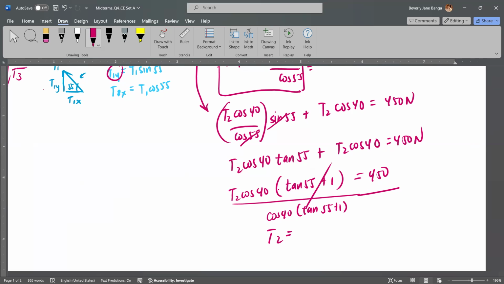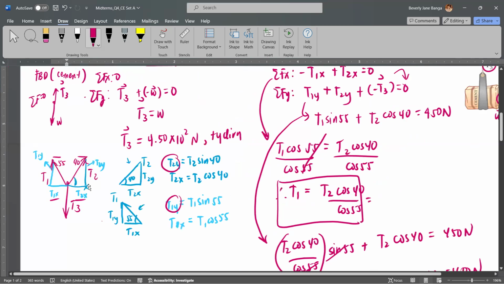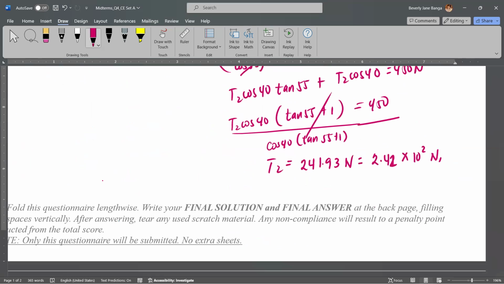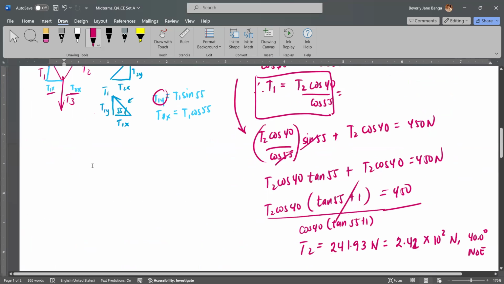Okay, so T2 is simply 241.93 newtons, or 2.42 times 10 raised to 2 newtons. And our T2 earlier, you saw, it is here. So theta 2 is 40, so this is 40 degrees north of east.